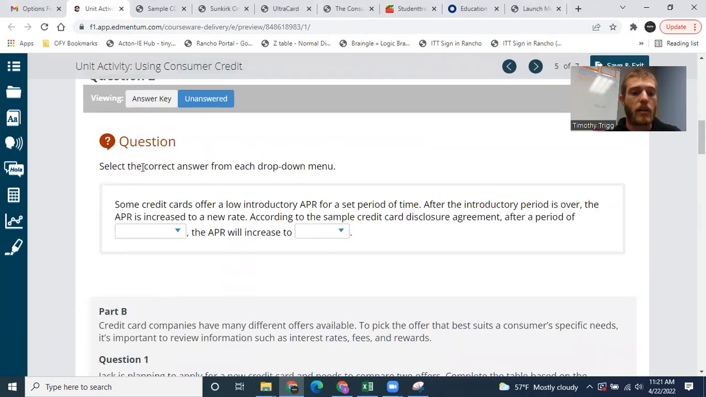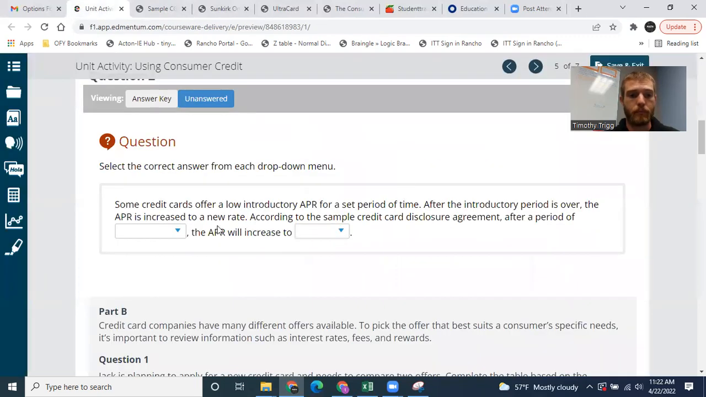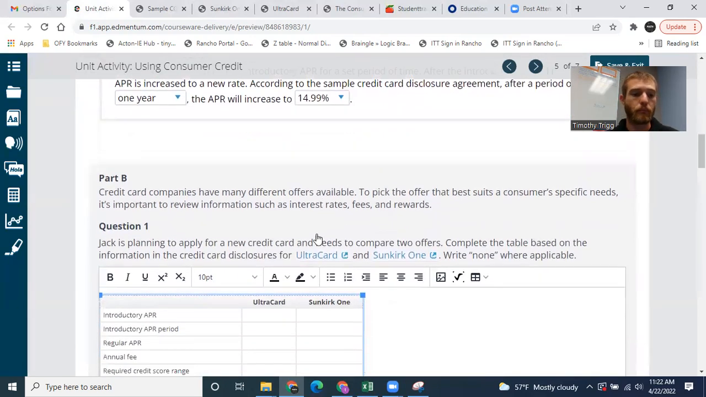All right, next one. Select the correct answer from the drop-down menu. Some credit cards offer a low introductory APR for a set period of time. After the introductory period is over, the APR is increased to a new rate. According to the sample credit card disclosure agreement, after a period of blank, the APR will increase to blank. Okay, so we have an introductory APR, so that's at the top here. So it says introductory APR is for 1 year, and after that, your APR will be 14.99. So 1 year is the introductory period, 14.99. The introductory period APR is always lower than the normal APR.